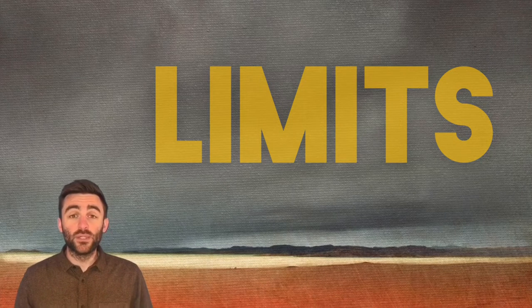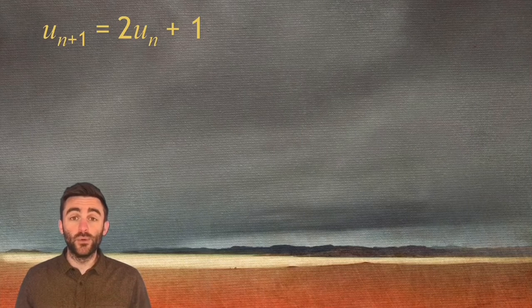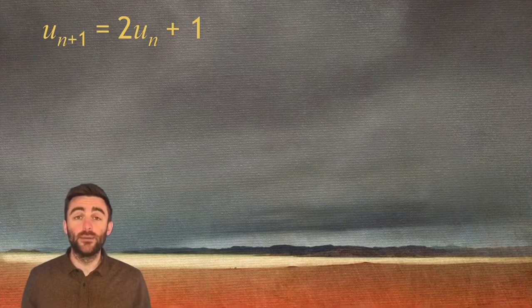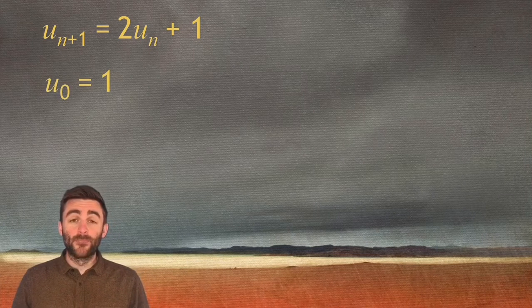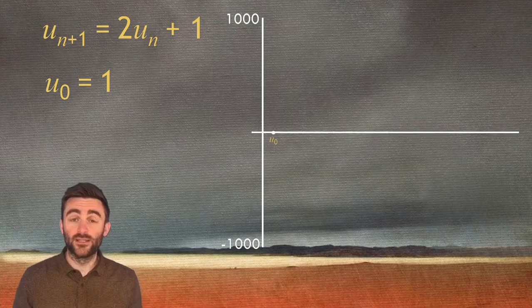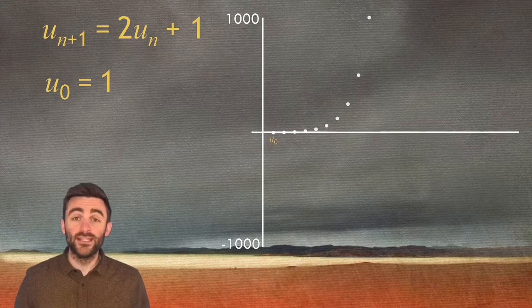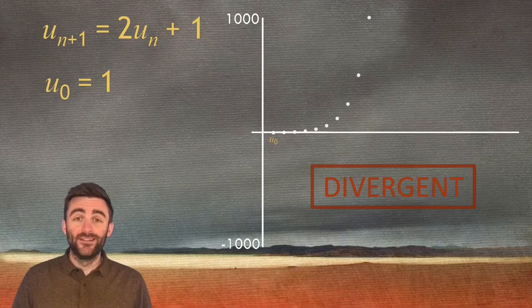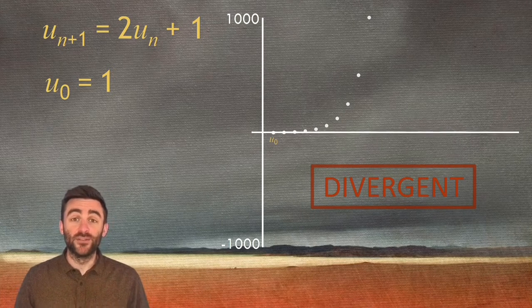So this first recurrence relation is u_(n+1) = 2u_n + 1. That is basically saying take the last value, times it by 2 and add 1. So we'll start with u_0 = 1. Now I've plotted that in a graph between minus 1000 and 1000 to give us a chance of following the values as we progress. At each iteration we're going to times the previous value by 2 and add 1. So you can see that they're gone, it's blown up. That is a sequence of numbers which is divergent.